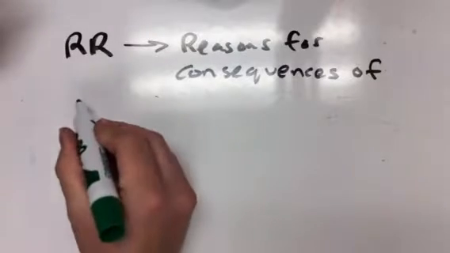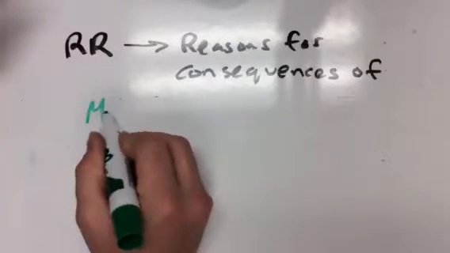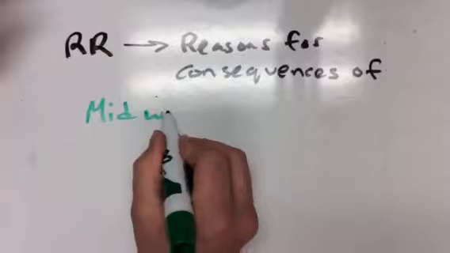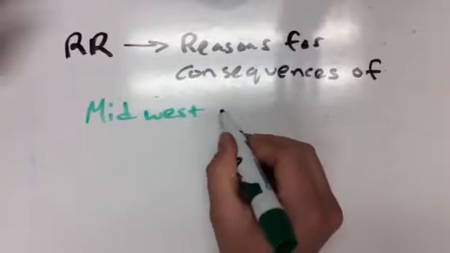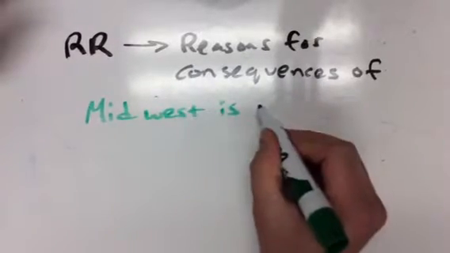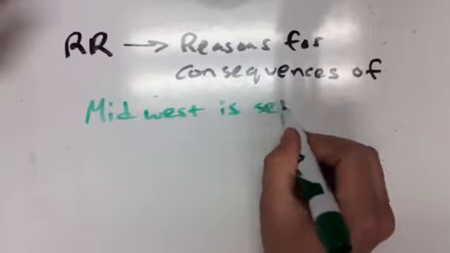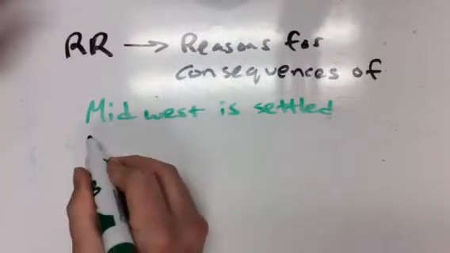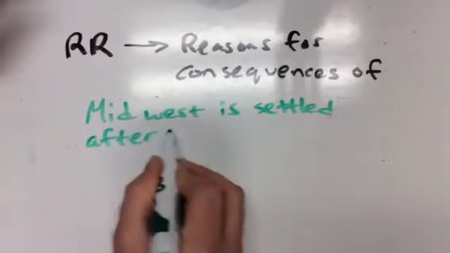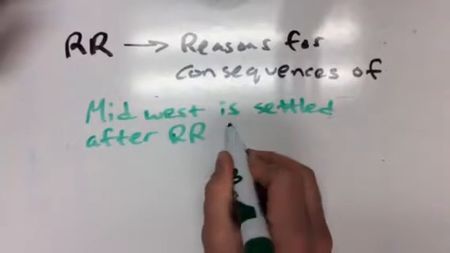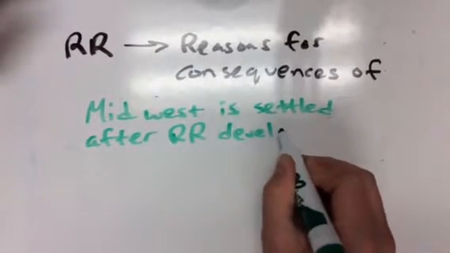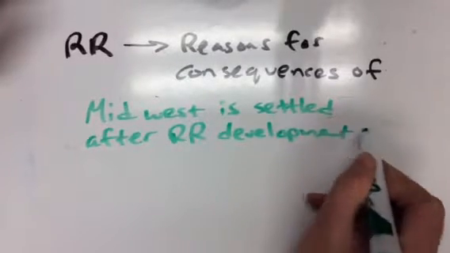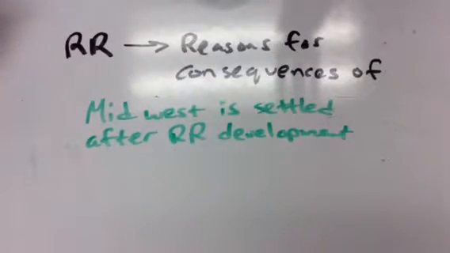So, in terms of geography, the Midwest is settled after the railroad development. So, is this a reason for or a consequence of? I'm going to say it's a consequence of, right? So, there's more to it than that.